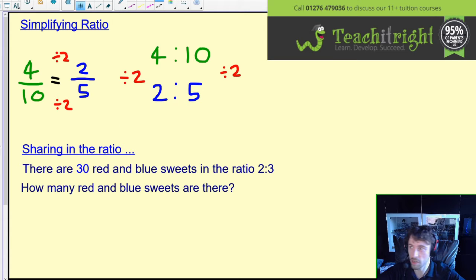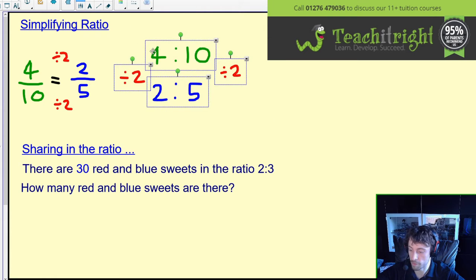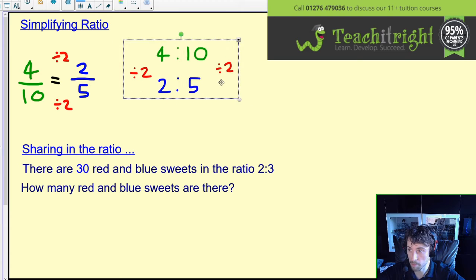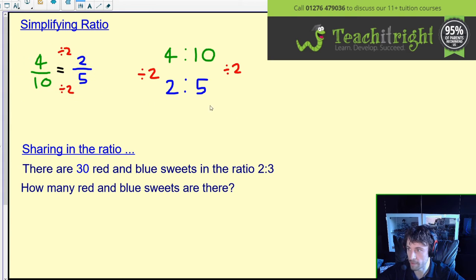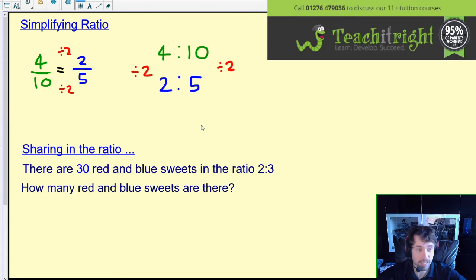And hopefully what this shows you is that the ratio of 4 to 10 simplifies, or is equivalent to, the ratio 2 to 5. And it works exactly the same way. And I find that by just showing people this, showing them next to each other, color coding, you can see that really it works the same way. It's just like a fraction on its side. So if you're comfortable with simplifying fractions, you should become really quickly comfortable with simplifying ratios.